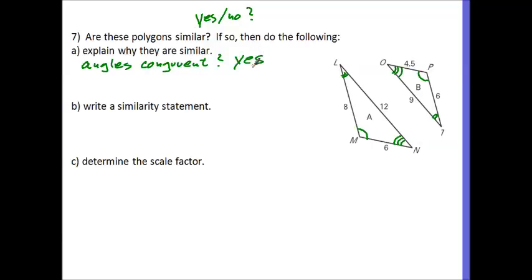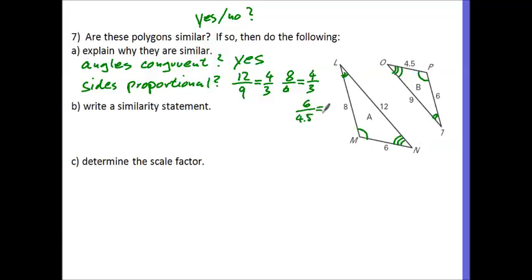Yes, they are. The other question we need to answer is, are the sides all proportional? In order to do that, we need to relate the corresponding sides. If we want to start with the largest side, we get 12 over 9, and if we simplify it, that is 4 over 3. Let's look at the next largest side, 8 and 6. 8 over 6 can be simplified to 4 over 3. And now we go to the smallest sides, 6 over 4.5, and that can also be simplified to 4 over 3. So the answer is yes, all sides are also proportional.